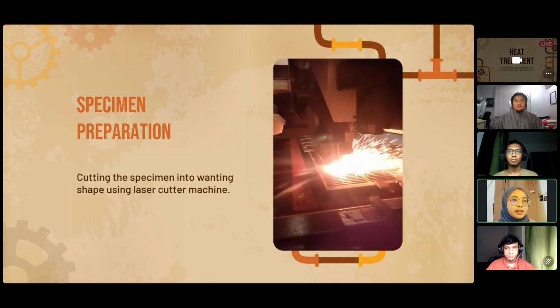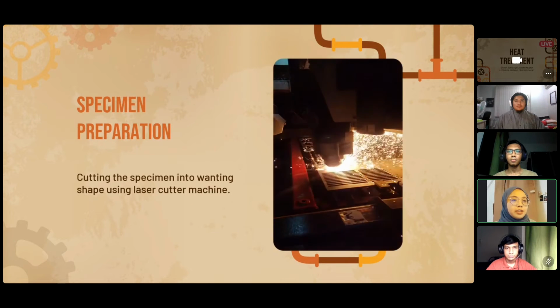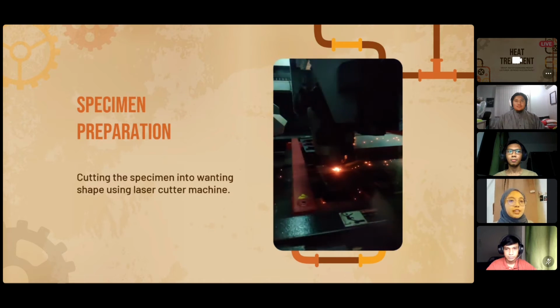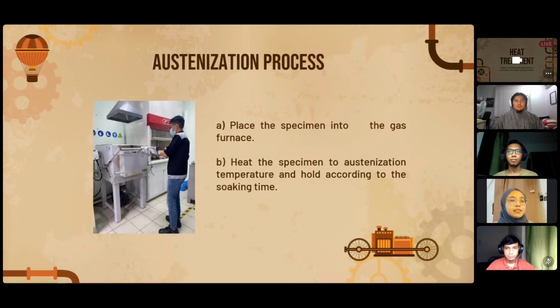Specimen preparation: cutting the specimen into the required shape using a laser cutter machine. Austenitization process: place the specimen into the gas furnace, heat the specimen to austenitization temperature and hold according to the soaking time.